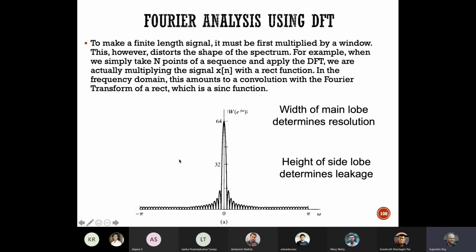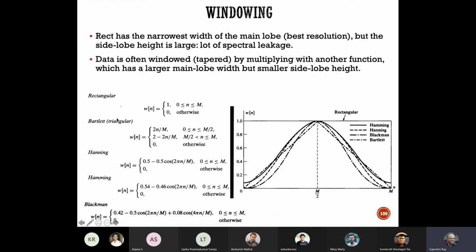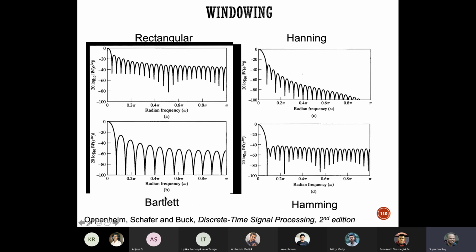So we come up with different types of windows like Bartlett, Hamming, Blackman. The exact form is not important. What is important is that these windows give us different trade-offs between the width of the main lobe and the spectral leakage. These are the spectra of the windows themselves. This is on a log scale on the y-axis.